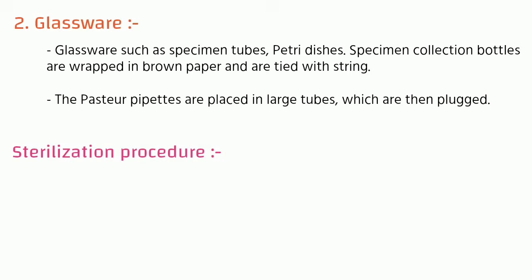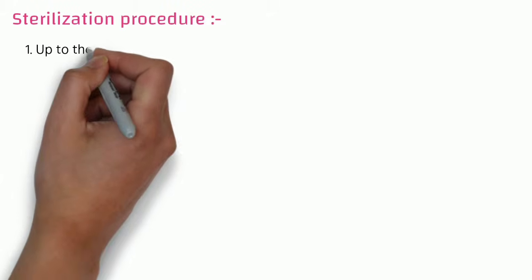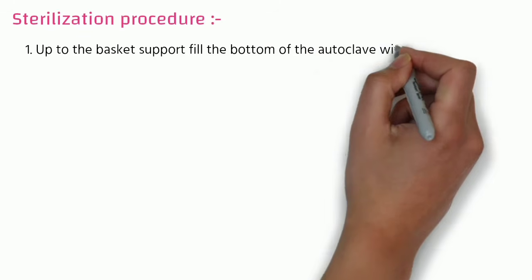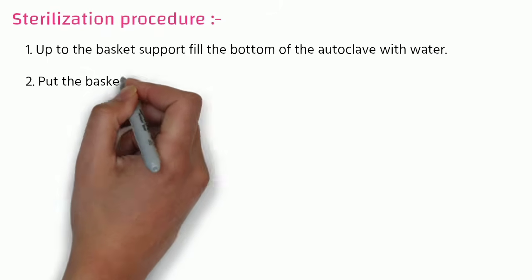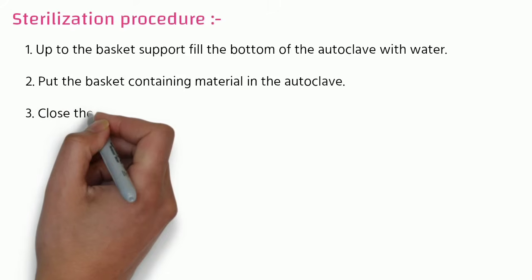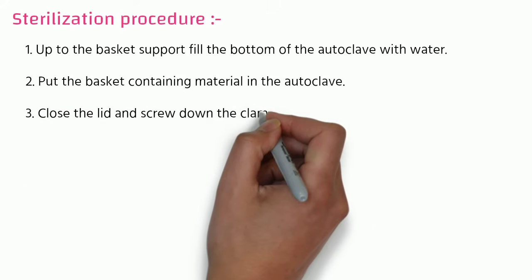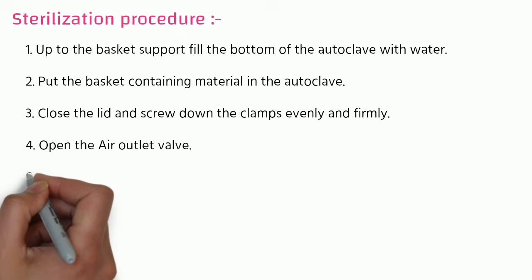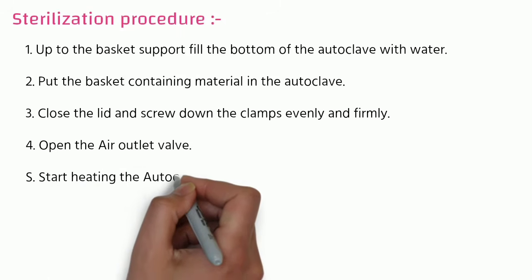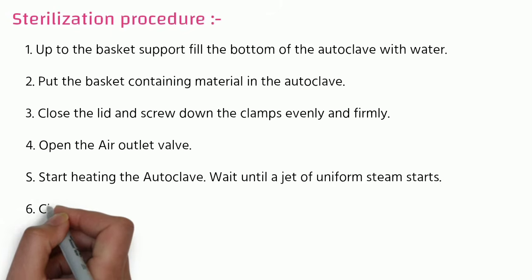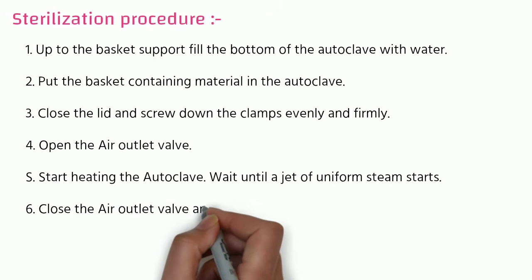Sterilization procedure. Up to the basket support, fill the bottom of the autoclave with water. Put the basket containing the material in the autoclave. Close the lid and screw down the clamps evenly and firmly. Open the air outlet valve. Start heating the autoclave. Wait until a jet of uniform steam starts. Close the air outlet valve and tighten the lid clamp.